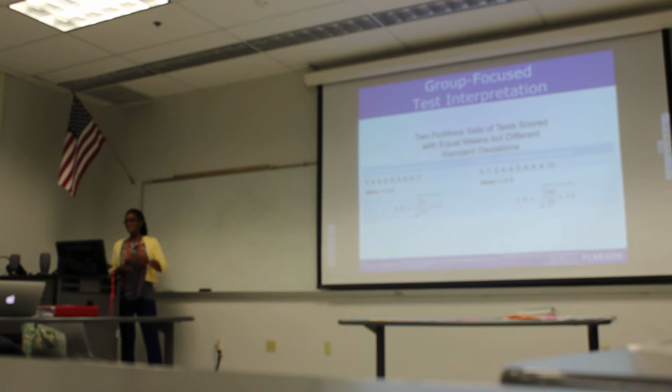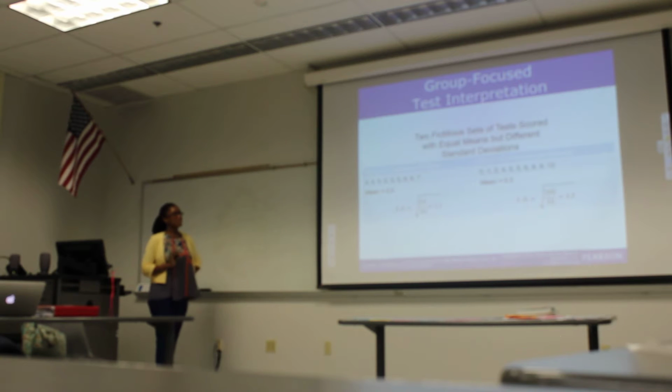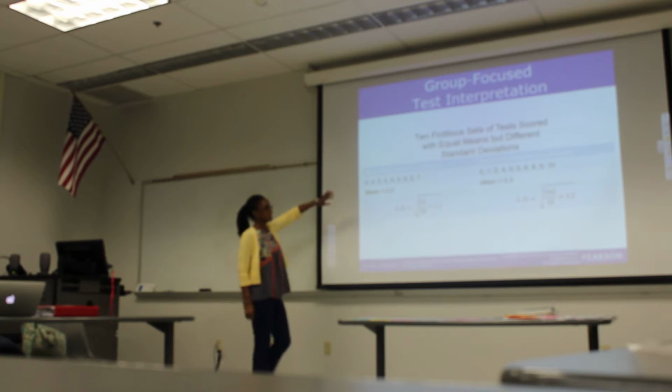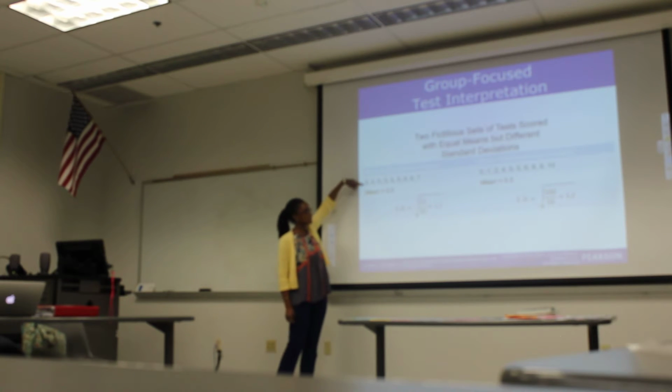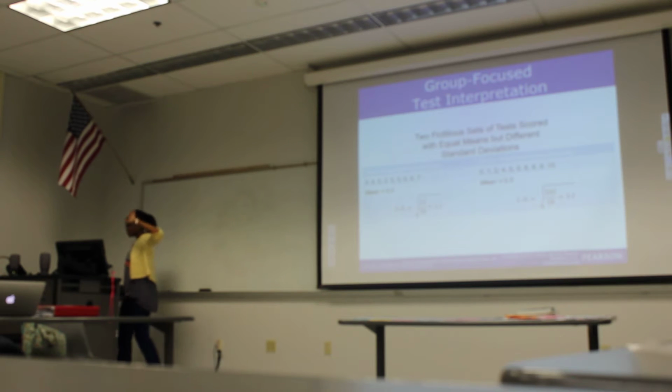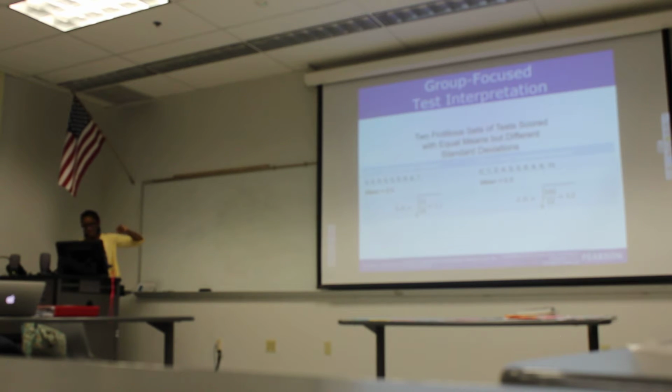So group focus: two fictitious sets of test scores with equal means but different standard deviations. So this is a sample. They found the mean, and this is the standard deviation of what we have. So the first step, I don't know if they go into it in the presentation. Let me see. Okay. So the first step to get it would be to find the mean, which was 5.